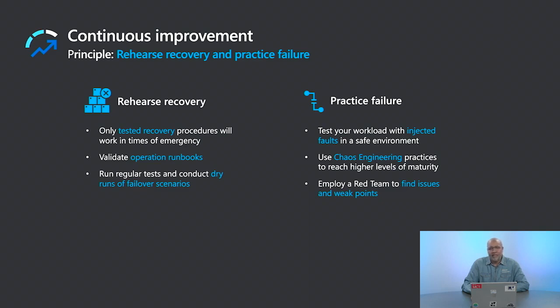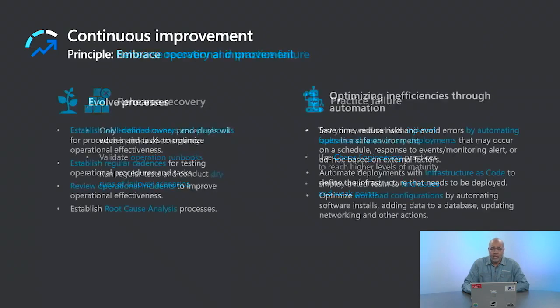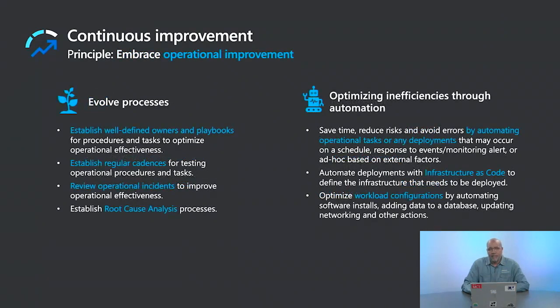Let's talk next about the process of review and refinement. You want to continuously evaluate and refine operational procedures and tasks while striving to reduce complexity and ambiguity. This approach enables an organization to evolve processes over time, optimizing efficiencies and learning from failures. Operational excellence is an ongoing concern.